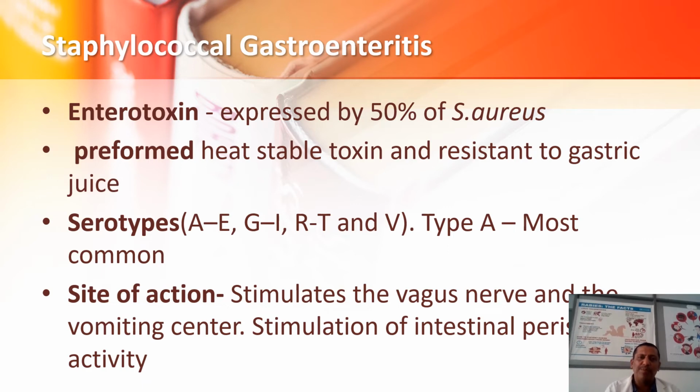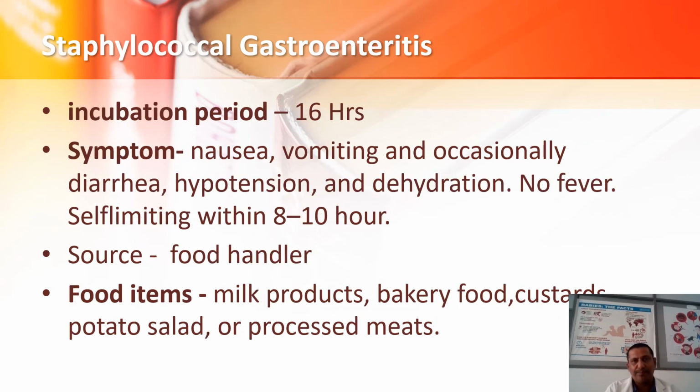Okay. The most important serotypes are A to E, then G to I, then R to T, and V. These are the most common serotypes responsible for producing the enterotoxin. These are the items in which the Staphylococcus produces the toxin. Death rarely occurs, due to hypotension from dehydration.